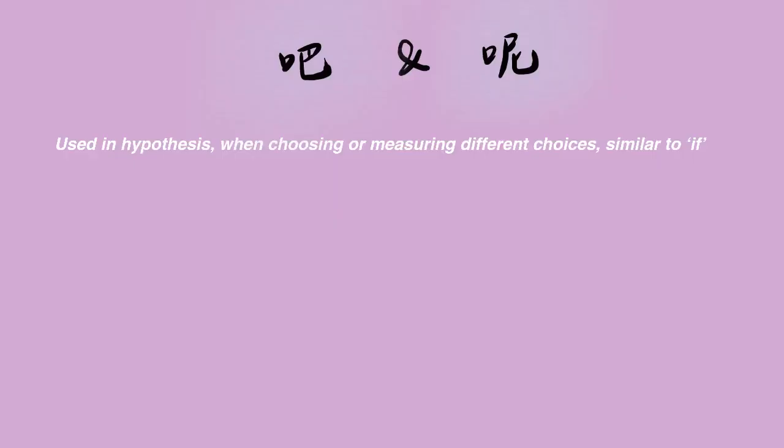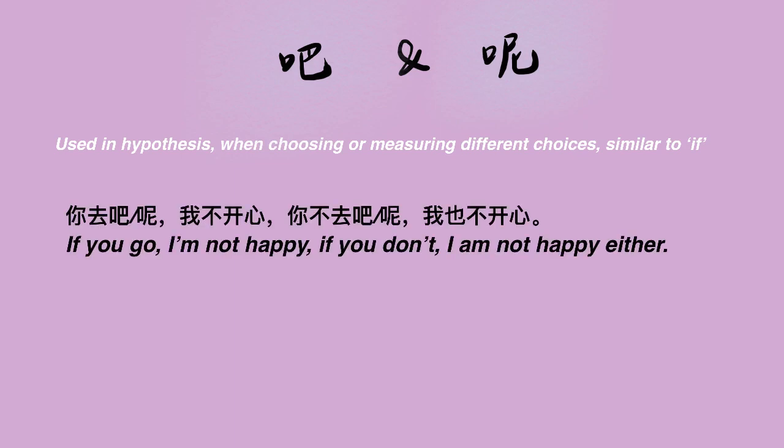Ba and ne can also be used in this hypothesis when somebody is choosing between choices. It's similar to when or if in English. For example, 你去吧，我不开心。你不去吧，我也不开心. So it's like, if you go, I'm not happy. But if you don't go, I'm not happy either. So it's like just this if in English.